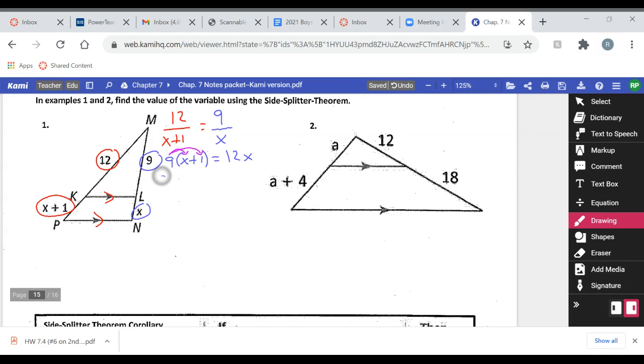Okay, so in this case, I've got 9x plus 9 is equal to 12x. If I go and subtract 9x from both sides, I get 9 is equal to 3x. If I divide by 3 on both sides, I get x is equal to 3. And that's it for that problem. If we look at number 2, again, these parallel lines split these pieces up into proportional parts.